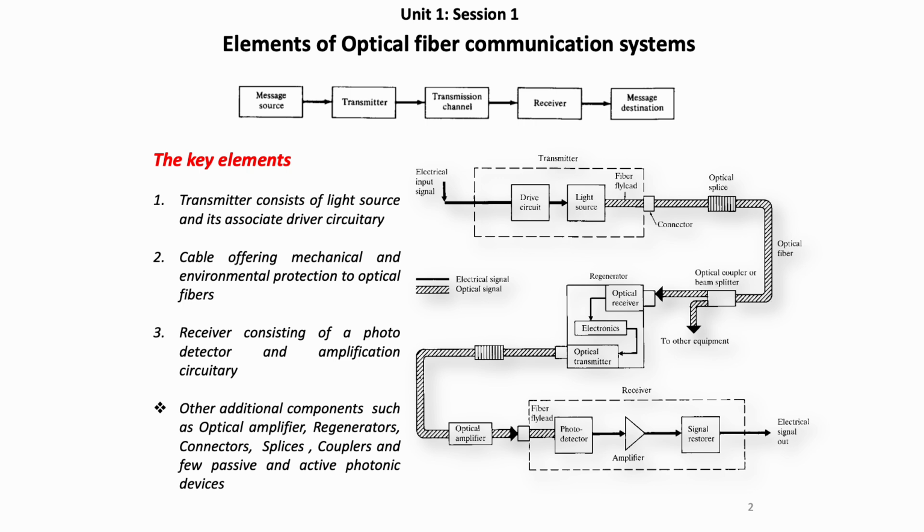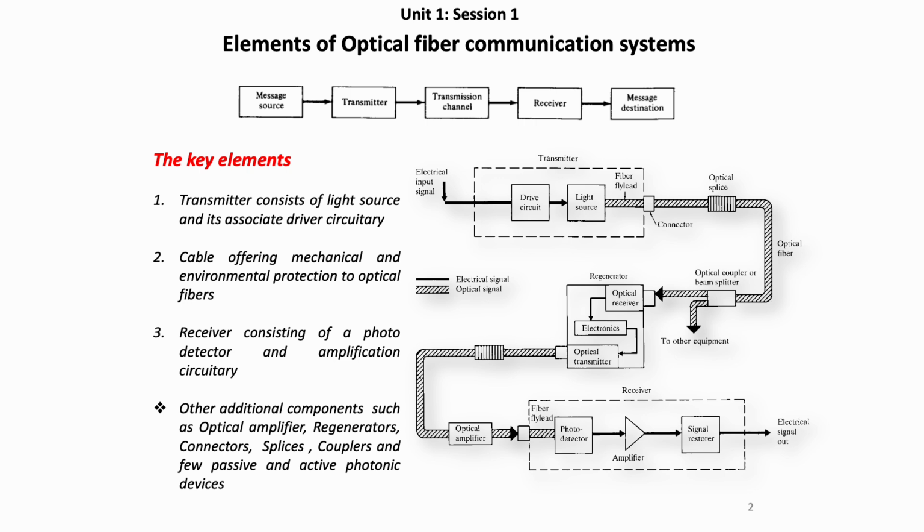This light source is propagated over the optical fiber, which is the transmission channel, as given here. See here, the electrical signal is given in the dark lines, whereas the light sources are given in the form of dashed lines, cross lines. In order to transmit and propagate the signals, we require the connectors and the optical splices. The light is given to the regenerator, where it is received and converted into electronics, and it is optically transmitted and given to the receiver side.